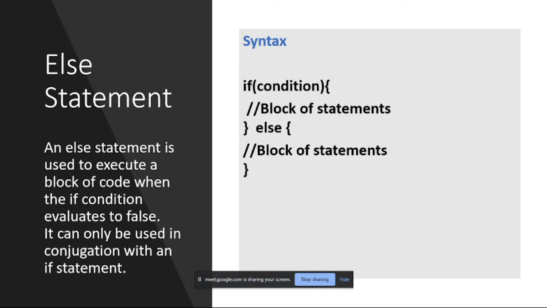So now we go to the second statement, the else statement, right? An else statement is used to execute a block of code when the if condition evaluates to false. So it can only be used in conjunction with an if statement. I've just read it out from the slide itself. But why should an else statement only be used with an if statement?